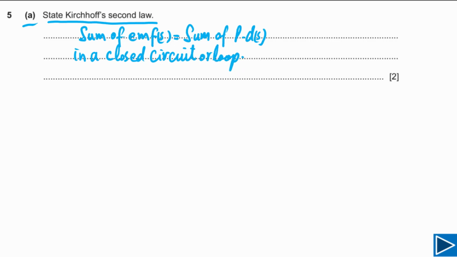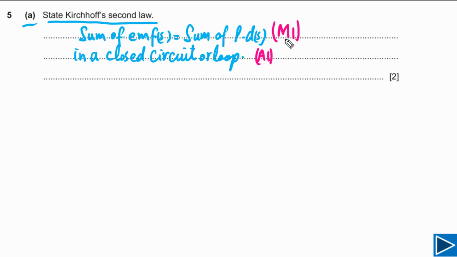Now this question has 2 marks. The first mark is for this part. If you have written sum of EMFs is equal to sum of PDs, you will get 1 mark. And this is the M mark, meaning it must be in the answer. And the second mark is the answer mark.